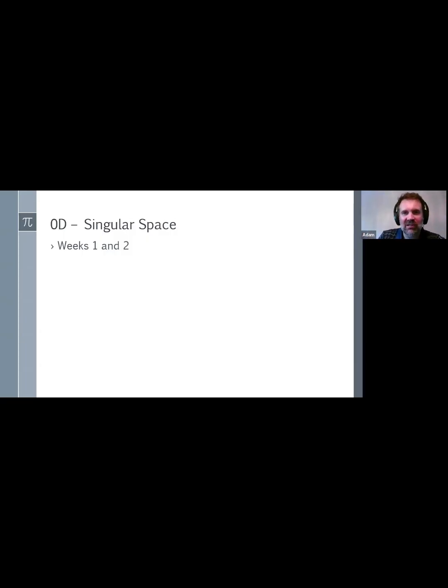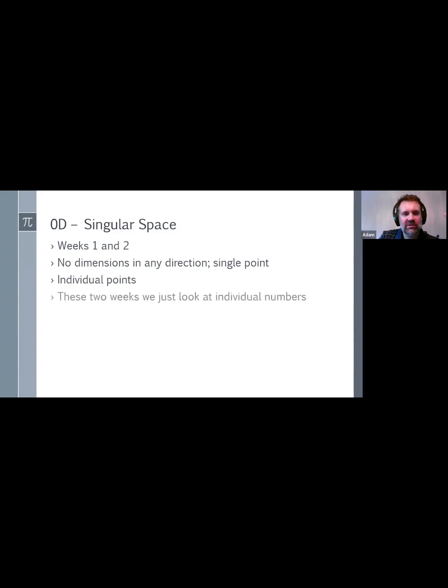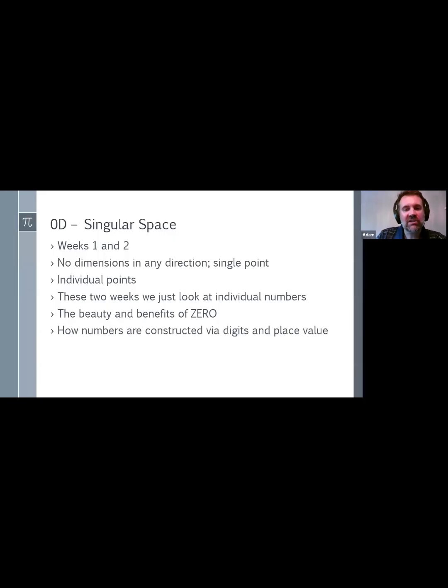I mean, there's some arithmetic when you get to place value, but really it's just the concept of the numbers and how we construct them. So again, no dimension in any direction, just a single point, and there are just these individual points that we're going to talk about. And these 2 weeks, we just look at individual numbers, and we look at the beauty and benefits of the number 0, and also how we construct numbers via digits and place value. That's pretty much what the first 2 weeks are going to get you.